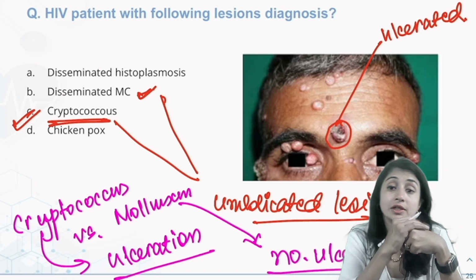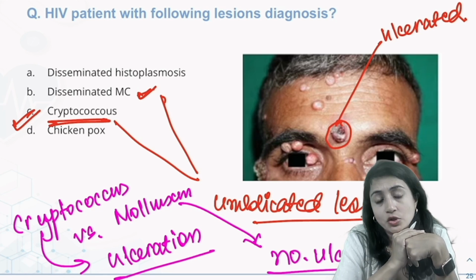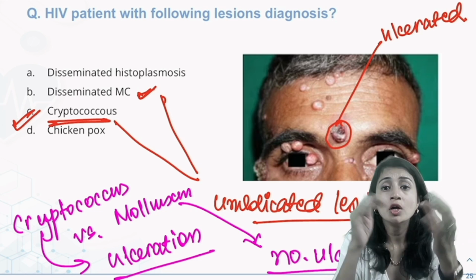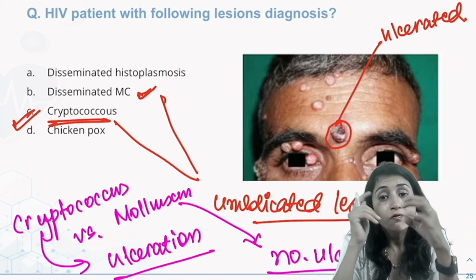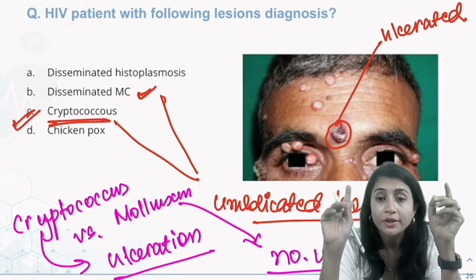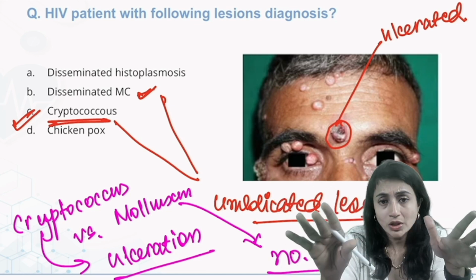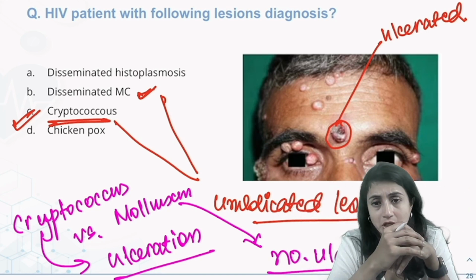So, this is really important. Again, I'll emphasize I'm not sure whether this was the exact image or exact question that was given to you. But if this was the question, if this was the image or any image which was showing umbilicated lesions with ulceration, then cryptococcus would be the answer. If there was no ulceration, you could just say umbilicated lesion, you can mark molluscum contagiosum.